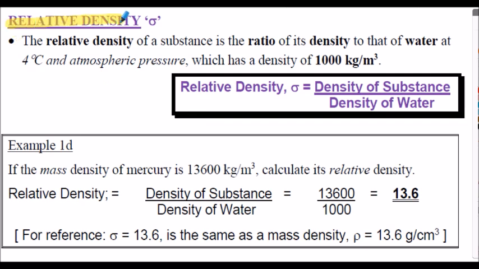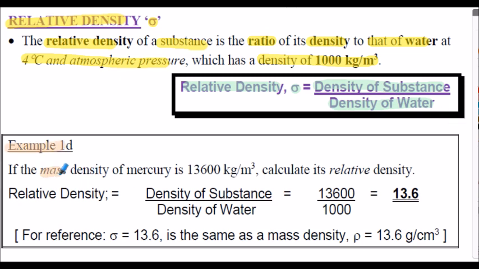Relative density, usually given the symbol lowercase sigma. It's like a sideways 6. The relative density of a particular substance is the ratio of its density to that of water at 4 degrees C in atmospheric pressure, which has a density of 1000 kilograms per meter cubed. So in other words, relative density, sigma, is the density of the substance you're considering divided by the density of water, which is 1000 kilograms per meter cubed.